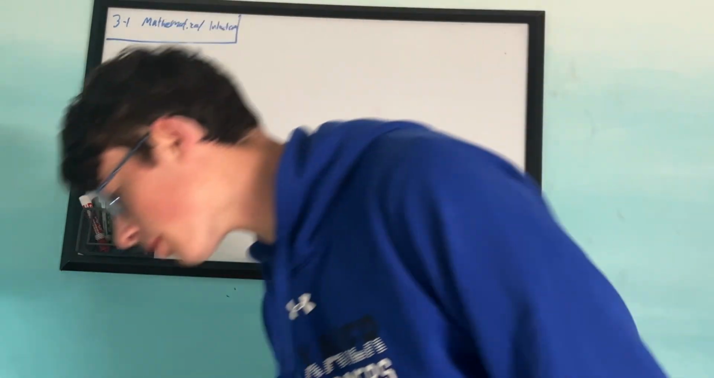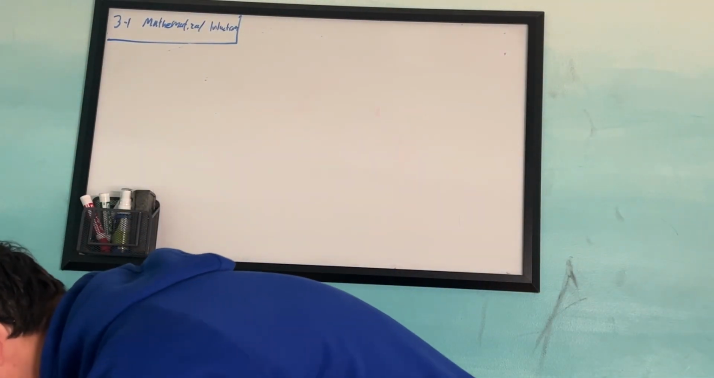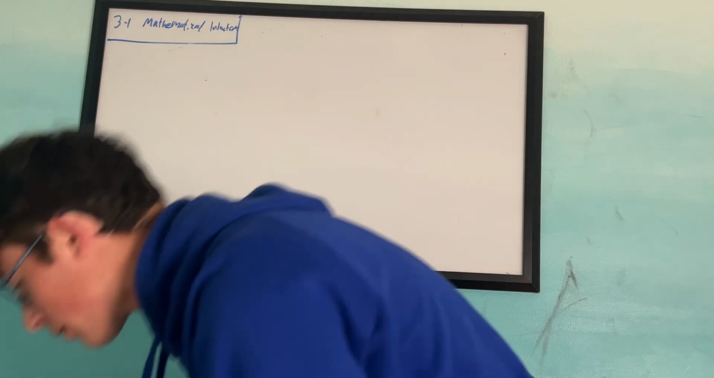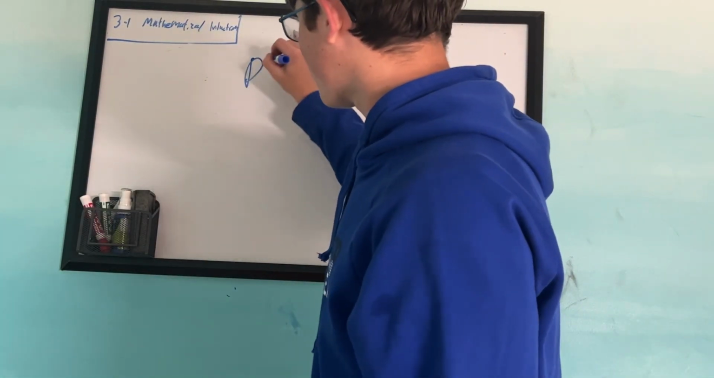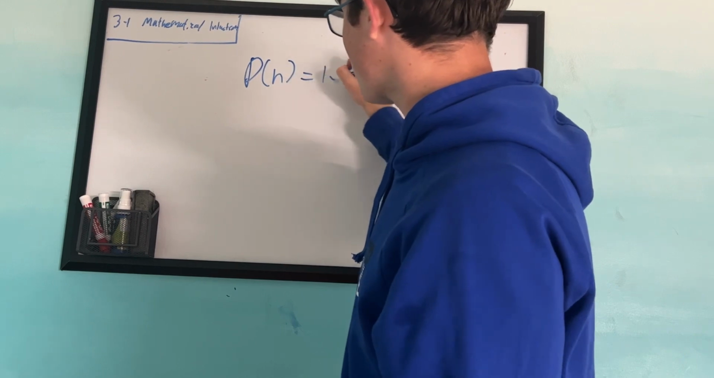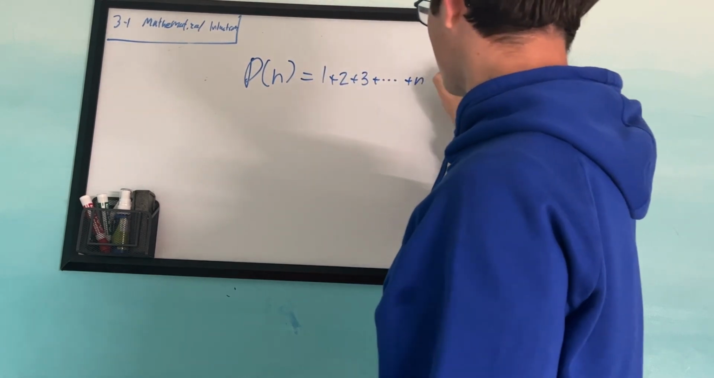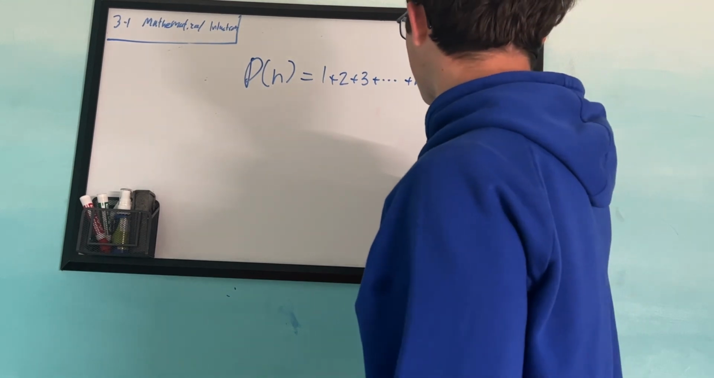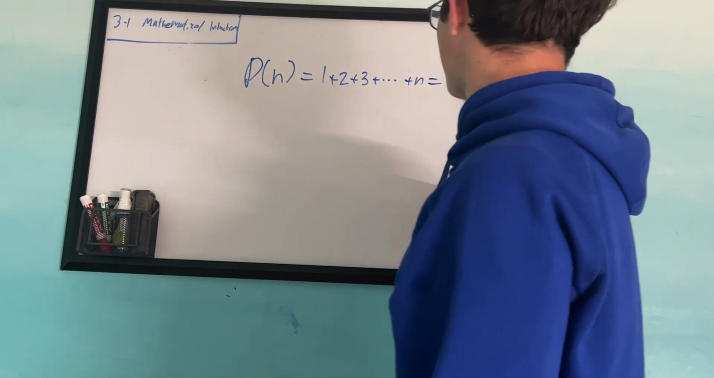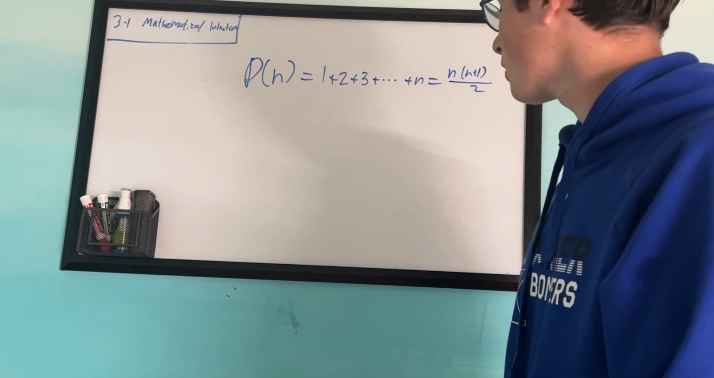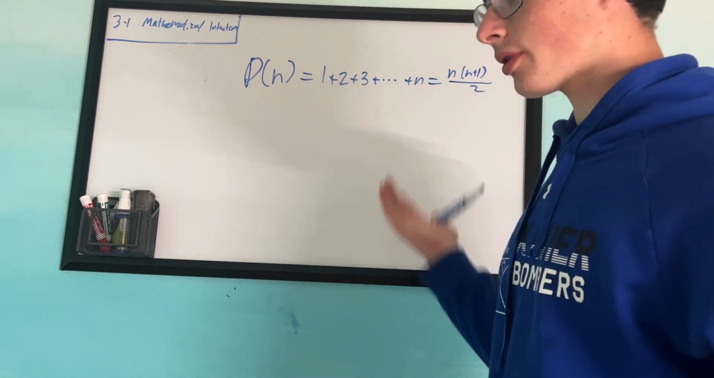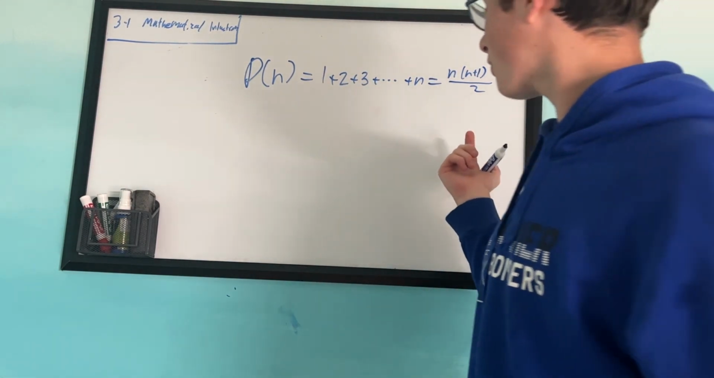And so, for an example statement, probably the best example we have is P of n equal to 1 plus 2 plus 3, and so on, all the way to n, and this is equal to n times n plus 1 over 2. So you're looking at this like, okay, how would we prove this?